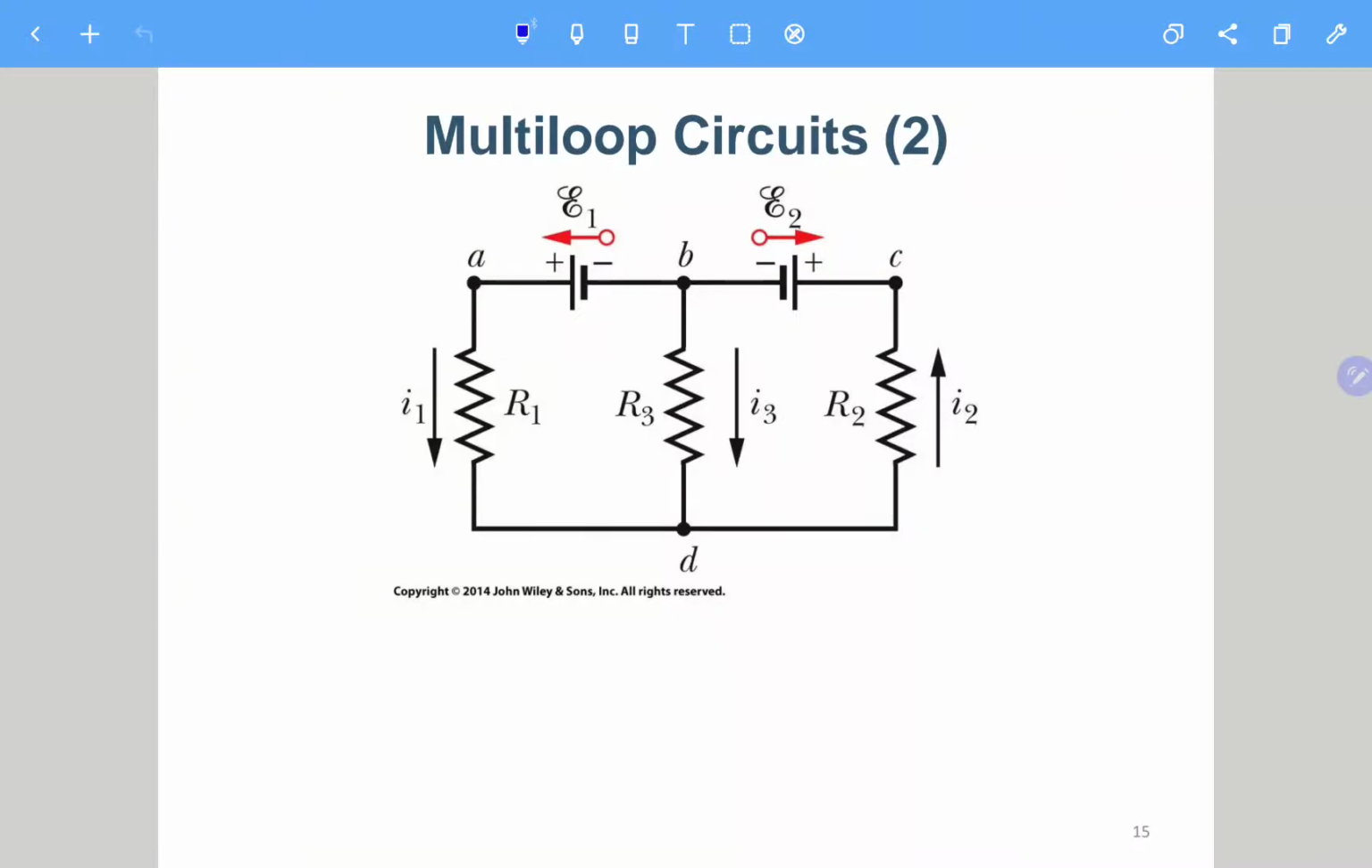So here we'll talk about this, actually for the same circuit as the previous page, and I'll try to explain what mesh analysis is. For mesh analysis, we consider the current of the mesh. For this circuit, you can see this is a loop, this is another loop. So we can consider we have two meshes for this circuit.